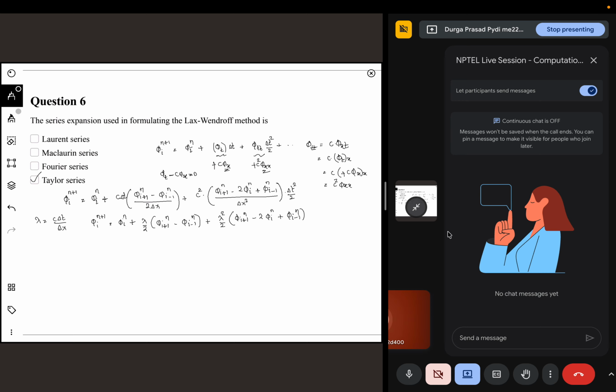Because this is second order accurate in time and space, like phi n plus 1 will actually be third, but the derivative is like second order. The formulation is actually second order accurate in time and space. So what that means is when we expand this, use the Taylor series back and substitute this, phi n plus 1 is phi n plus phi t times delta t plus terms plus lambda by 2.